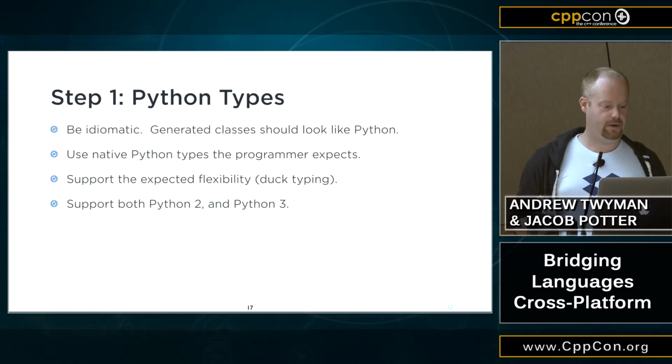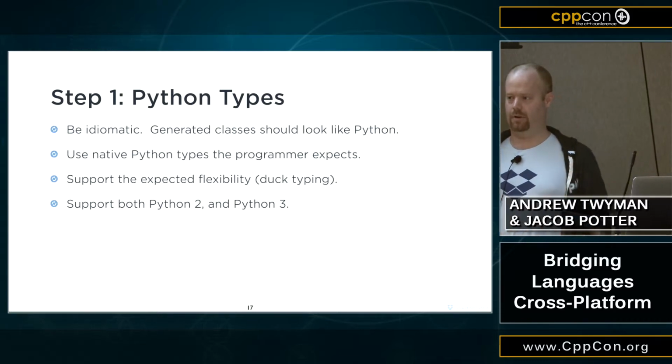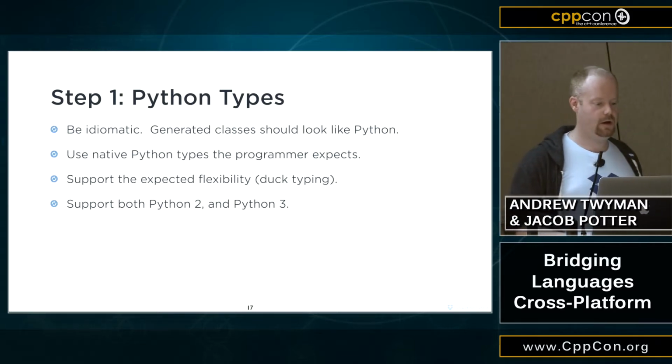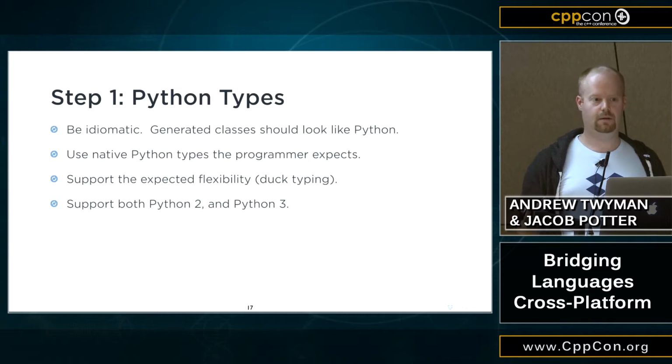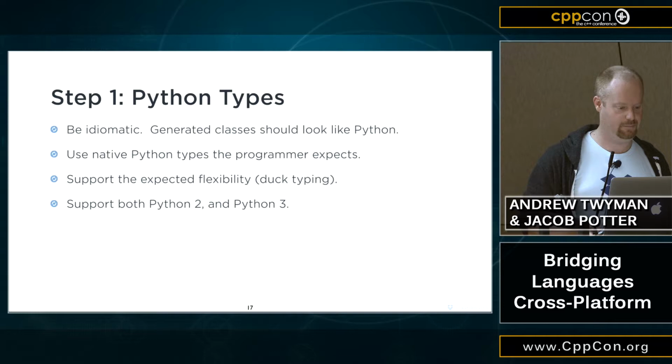When picking types for Python, we want to be idiomatic. As I said, we want the classes to look natural, like Python programmers would expect. How many people have used Python, by the way? OK, almost everybody. So hopefully I'm not confusing anyone, and I'll go through these examples pretty quickly.